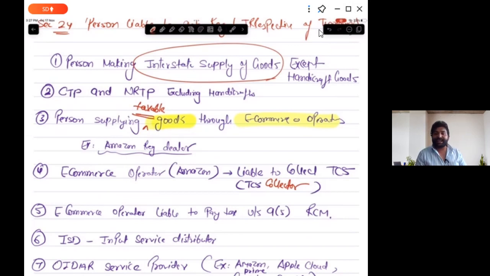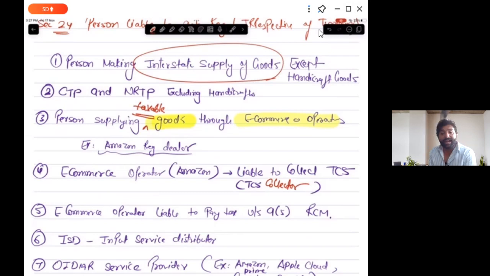And again, there is an exception for handicraft goods: if we are doing any interstate transaction of handicraft goods, then also we will not impose section 24. So if you deal in handicraft goods, section 24 will not be applicable to you. Section 24 will be applicable only if I am dealing in interstate supply of goods. Nice. Moving towards the next point.